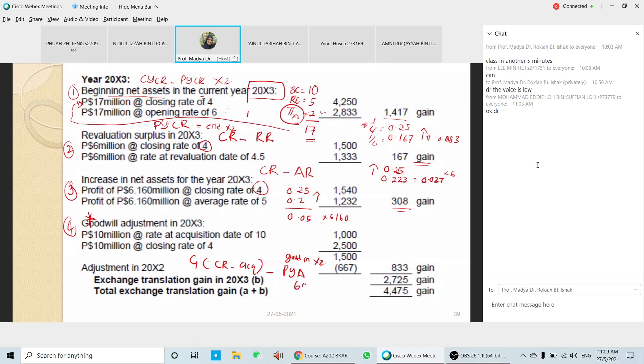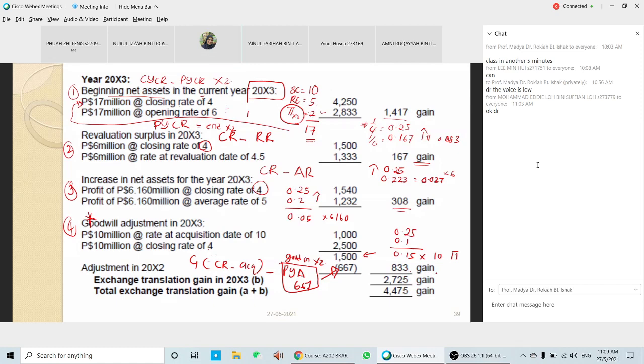Okay, so the closing rate that we have here is 0.25 before, and then you compare with 0.1, so you're going to have 0.15. 0.15 times 10 million, so you're going to have 1.5 million. So 1.5 million is the goodwill increase in the profit, but we need to minus a prior year adjustment. The prior year adjustment is the adjustment for the year X2, so we're going to have 667. So the total gain that we have here is 833. That is a gain.